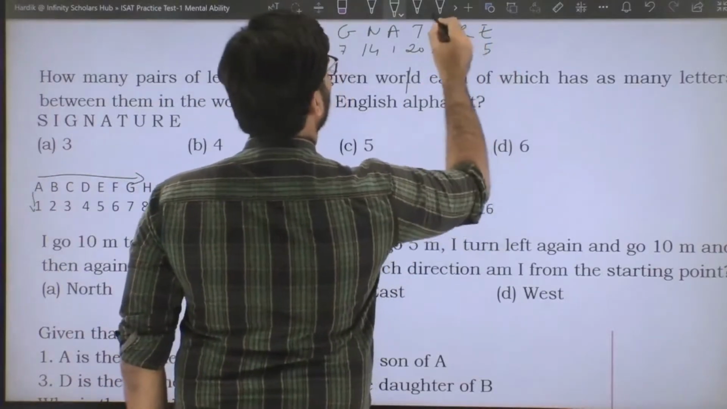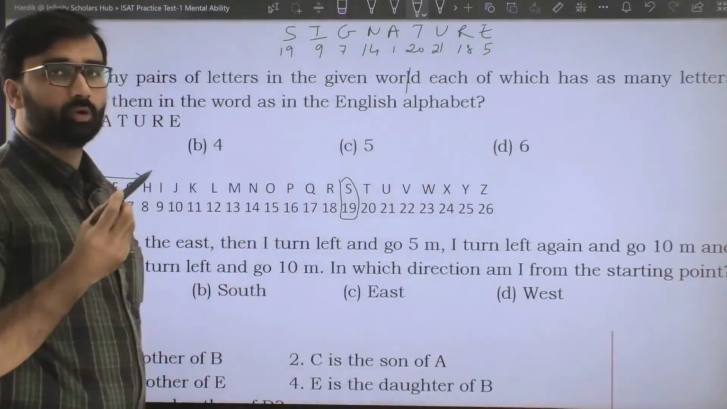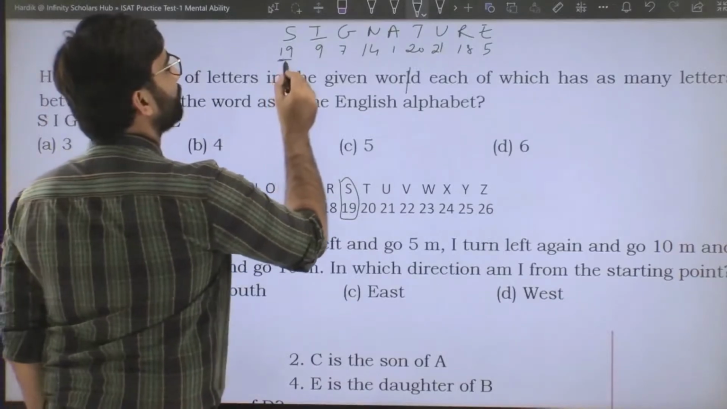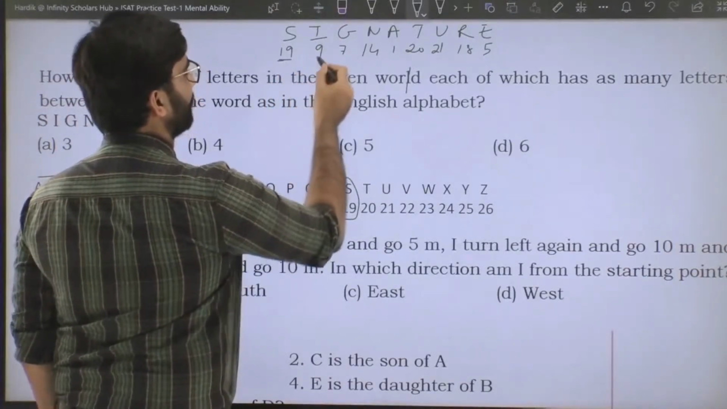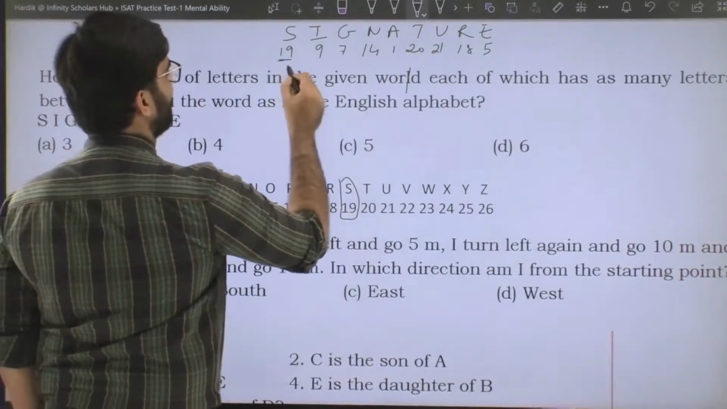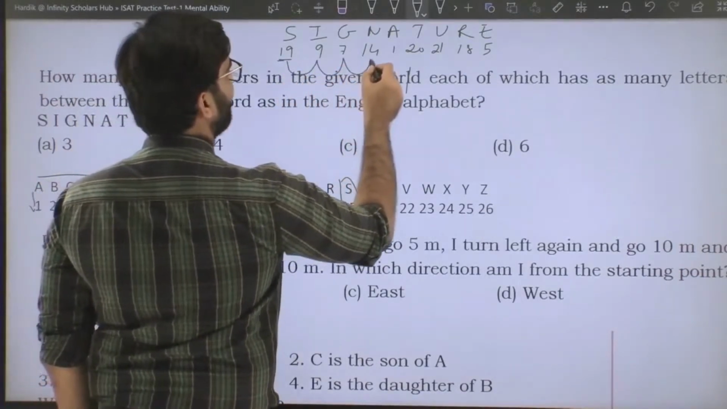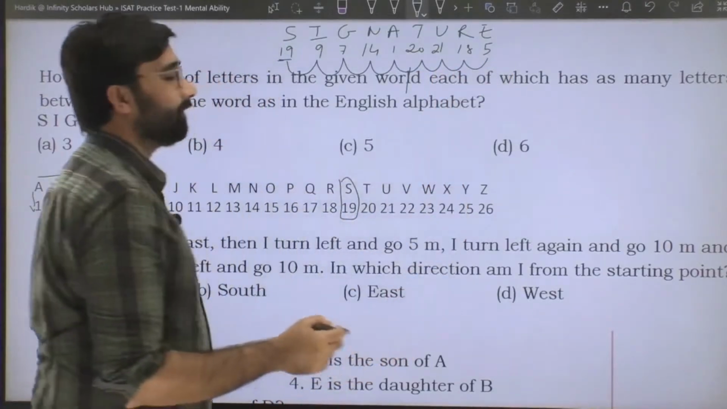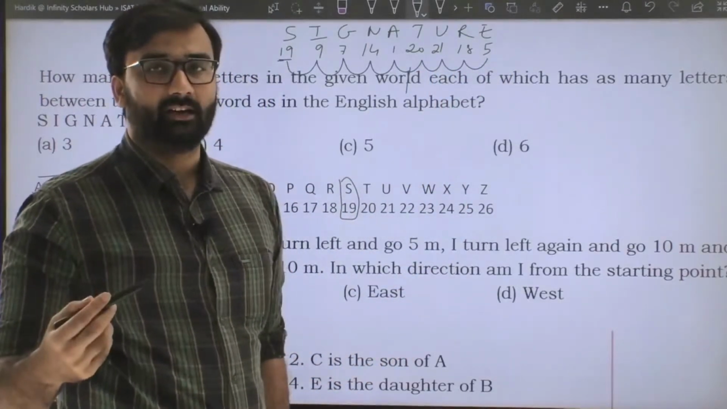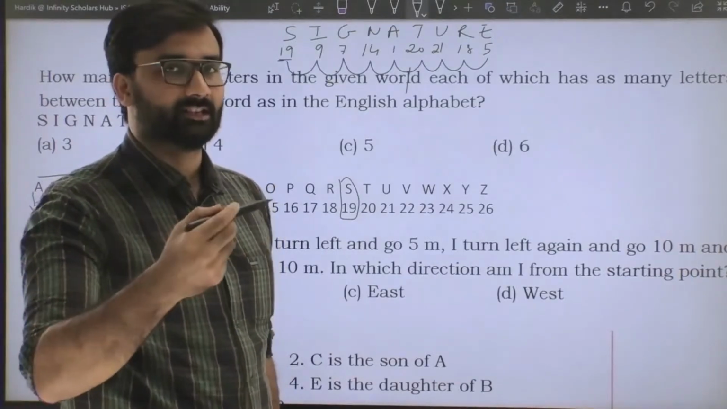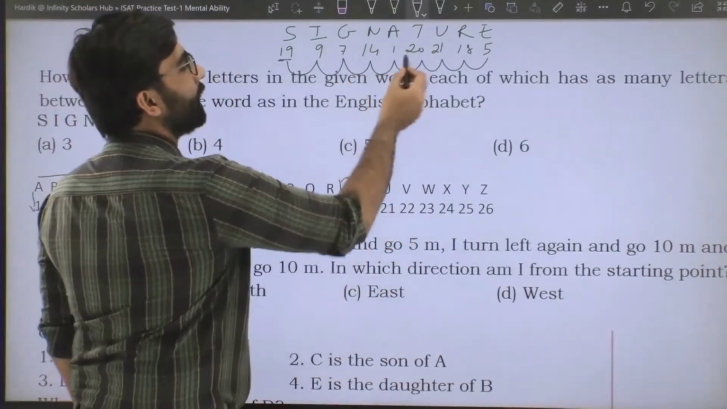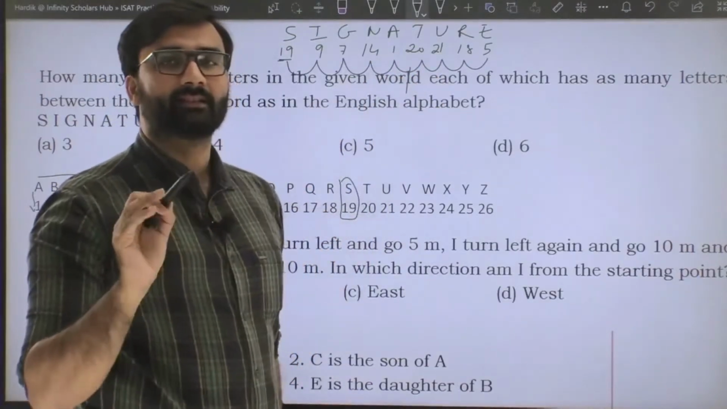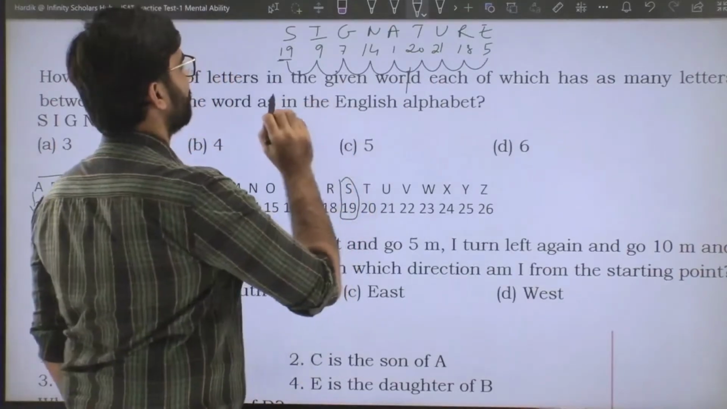So what do we need to do now? We need to check both sides. Say for example first you are taking this 19. In this case you can go only towards the right. After 19 you have 20, 21, 22, 23, 24, 25, 26 and 27. None of the numbers coincided with the numbers written over here. So there will be no such pair from S.